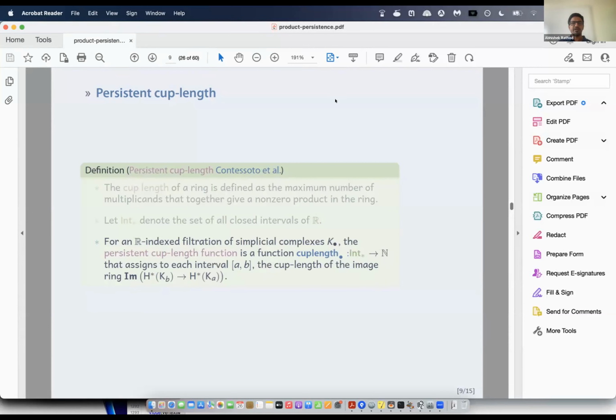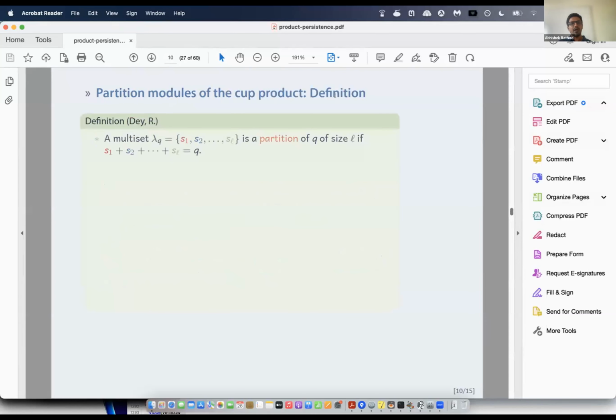So that's the second invariant that we compute in this paper. And then there's another invariant that we introduce, and it's the partition modules. Before I define what this partition invariant is, let me recall what integer partitions are. A multiset lambda q from S1 to SL is a partition of the integer q of size L if the sum of S1 to SL is equal to q.